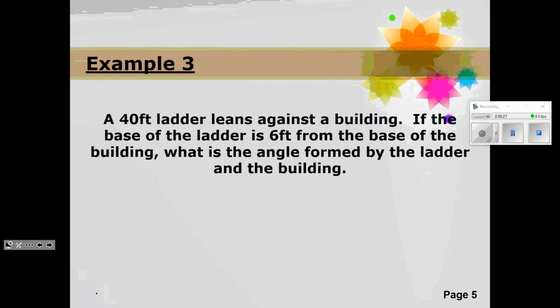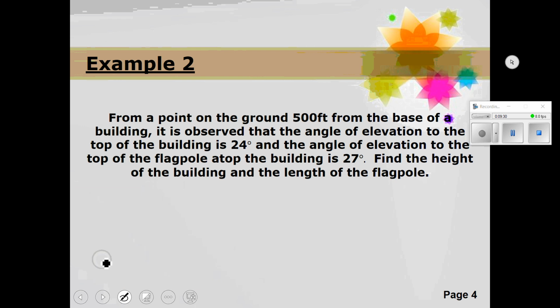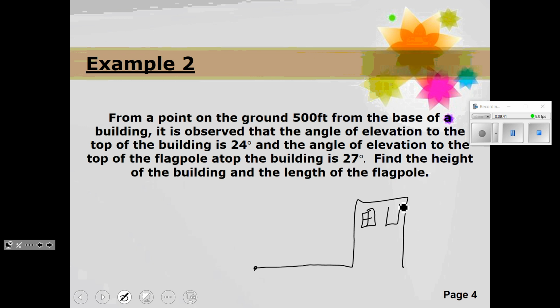Here we go. I'm first going to start by drawing a point on the ground to a building. So here's my building. If you want to, you can throw some windows in there. Okay? I know from the ground to the building the distance is 500 feet. I know that the angle of elevation to the top of the building, from the ground, so here's your horizontal on the ground, to the top of the building, that angle right there is going to be 24 degrees.